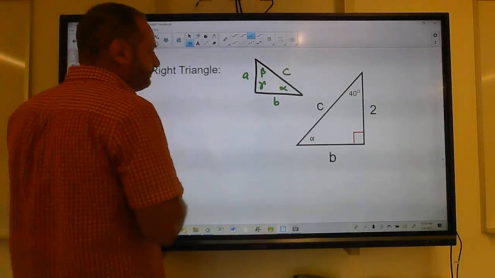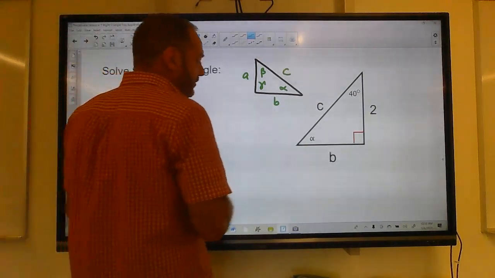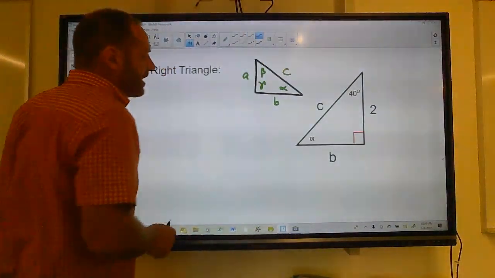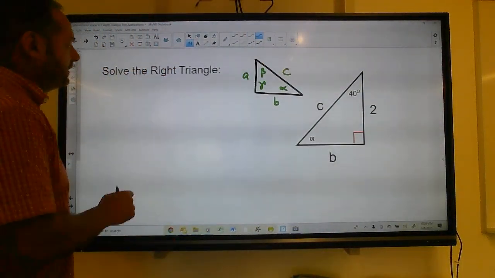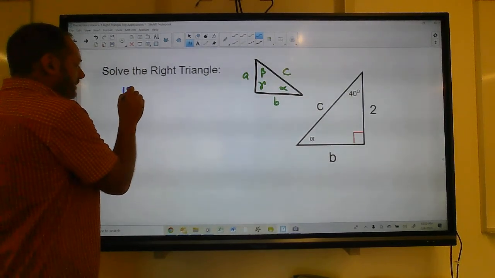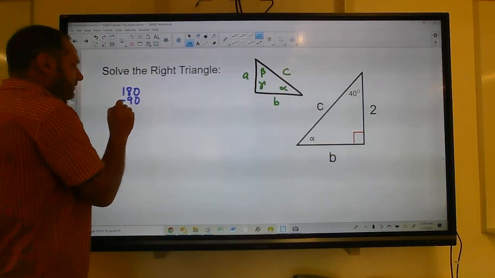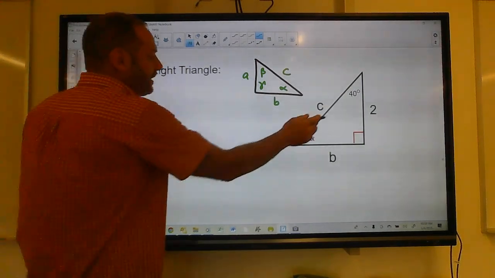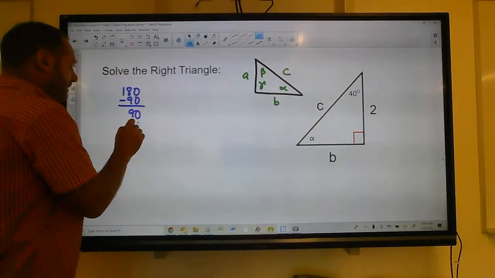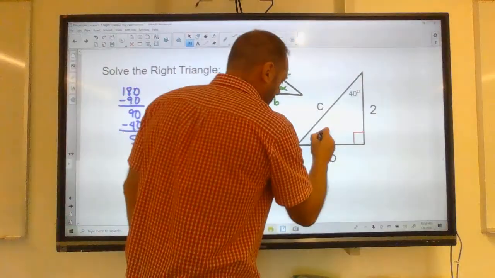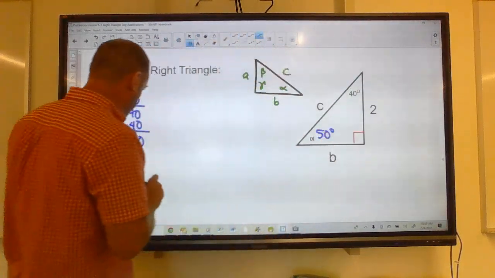So here we're going to find alpha. That's the easiest thing to do because we know there's 180 degrees in every triangle. And so we know 90 of them are used up right there. So we'll get those out of the way. That leaves 90. And then there's 40 of them up there. So those are used up. That leaves 50 degrees. And they all have to be right here. So alpha is 50 degrees. Okay?